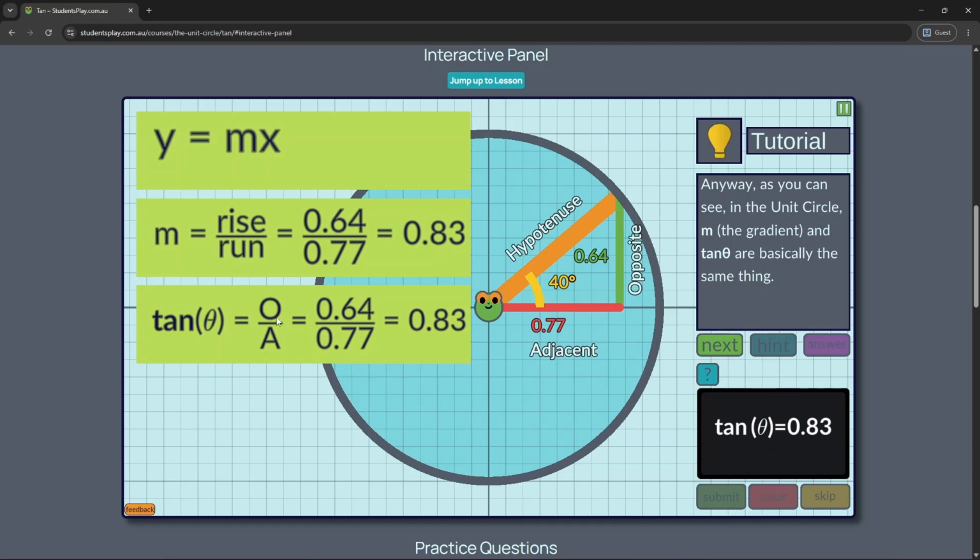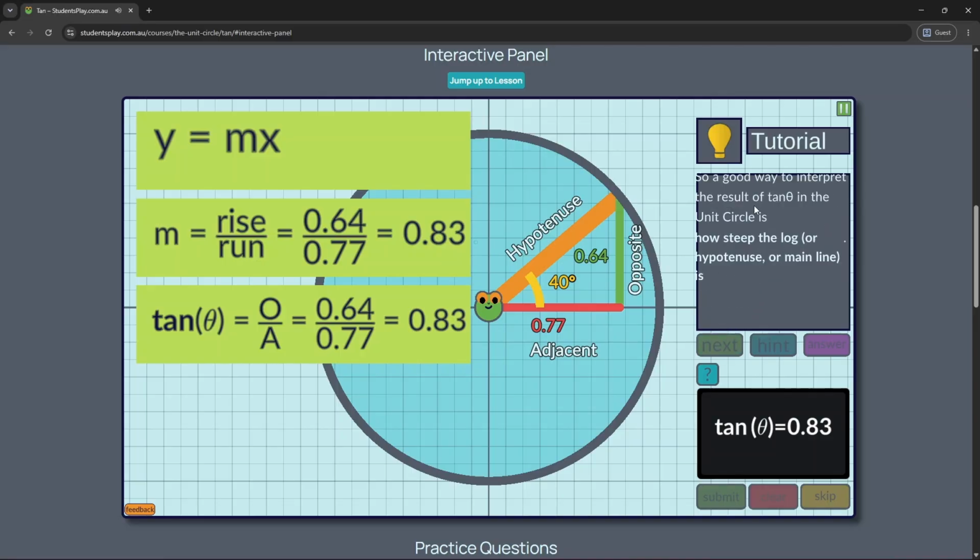It's got a very similar formula. And as you can see, the rise and the opposite side are the same thing. The run and the adjacent side are the same thing. And we literally just divide them. And so it's an identical process. Their formula is pretty much identical, and you can calculate these in the same values.